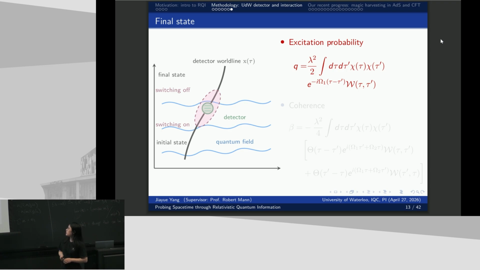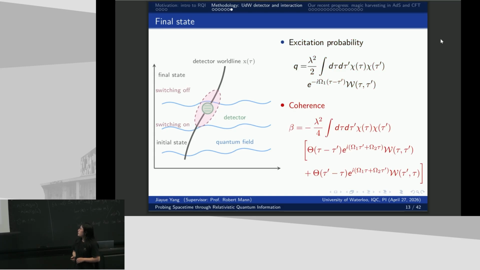After this perturbation series calculation, you will find that the excitation probability Q is given by this formula to second order in the coupling strength, lambda squared. Also the coherence, the off-diagonal term beta, is given by this expression, and also here is lambda squared. Here chi is the switching function, and W is the Wightman function. The Wightman function is just the two-point correlation function in that curved spacetime, and it is also determined by the energy gap, omega. So this is the expression for the excitation probability and also the coherence of the final state of the detector.